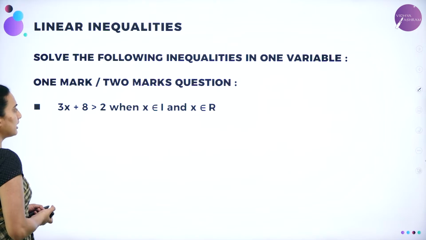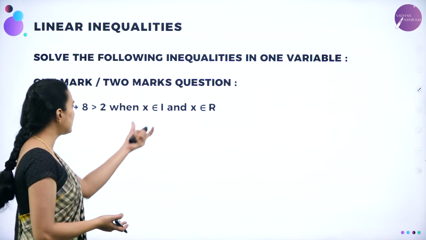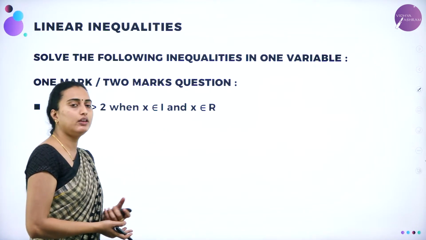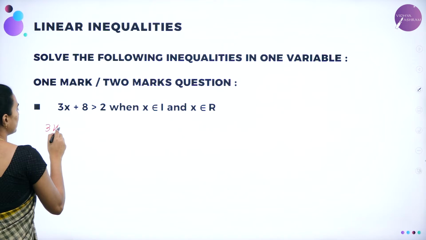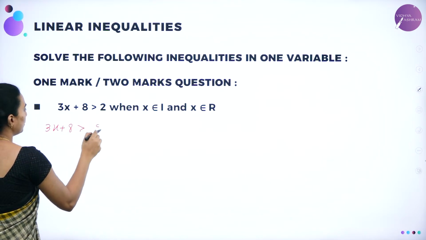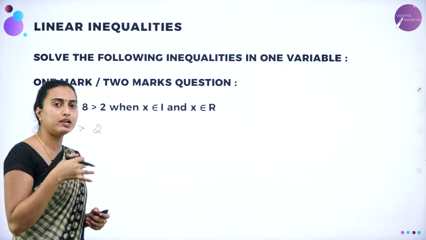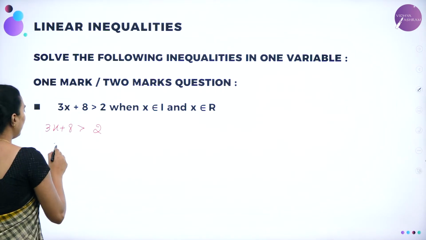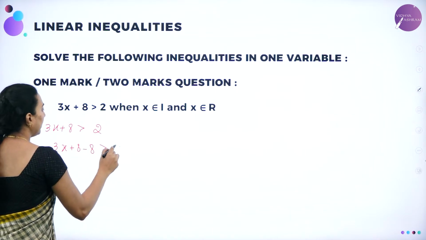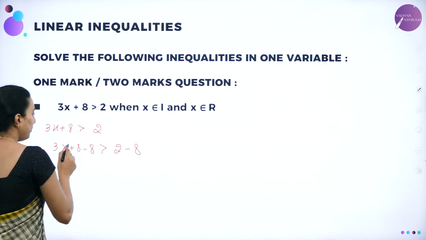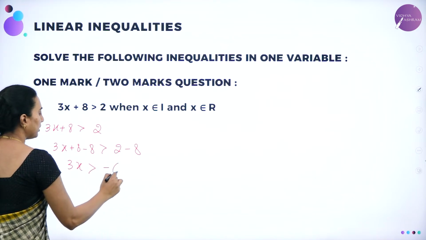3x plus 8 is greater than 2, when x belongs to I and when x belongs to R. This type of question, if they ask, will be asked for a 2 marker. So here let me solve this one by taking the question 3x plus 8 is greater than 2. I do not want 8 here. Here having plus 8, so I am going to subtract 8 on both the sides. If I subtract, 3x plus 8 minus 8 is greater than 2 minus 8. Now plus 8 minus 8 will go. 3x is greater than 2 minus 8, which is nothing but minus 6.